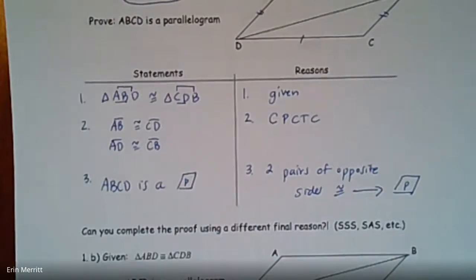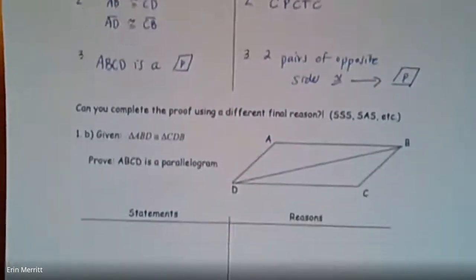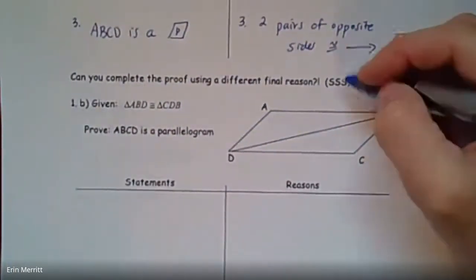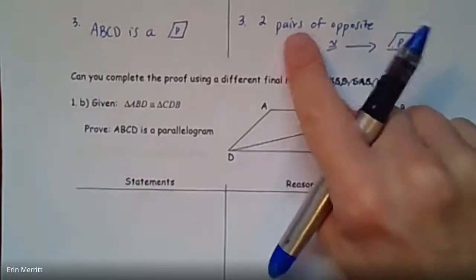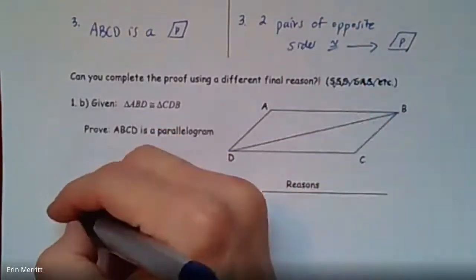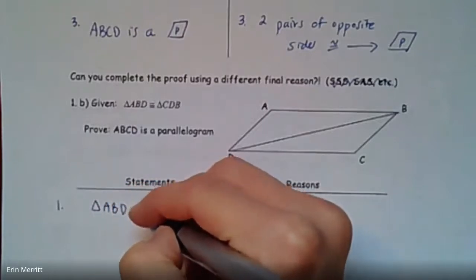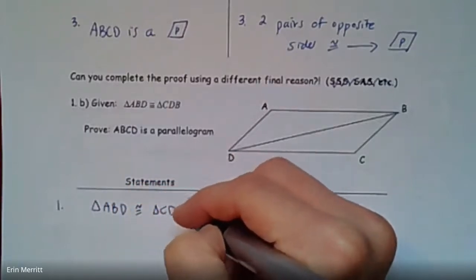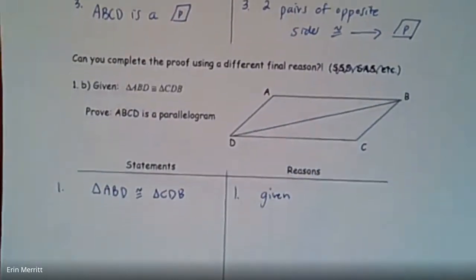Easy. All right. For 1B, we want to see, can we do that same proof but a different way? So it does say, as an example, like SSS, SAS, that's not really applicable here because we're not proving congruent triangles, but it's still the idea of what's a different way. So we already showed two pairs of opposite sides congruent. If we start with that exact same given, so triangle ABD congruent to triangle CDB, because it's given, what else could we come up with here?